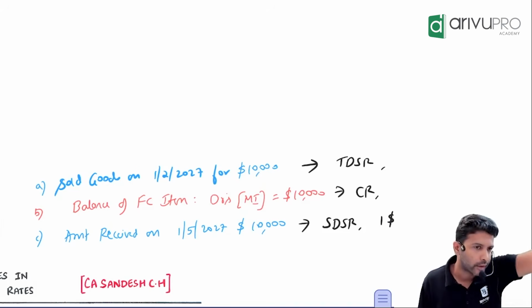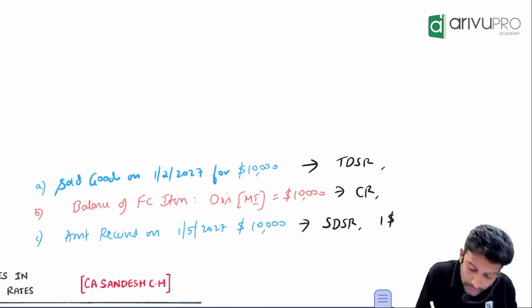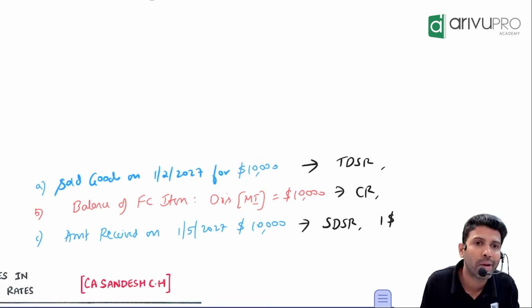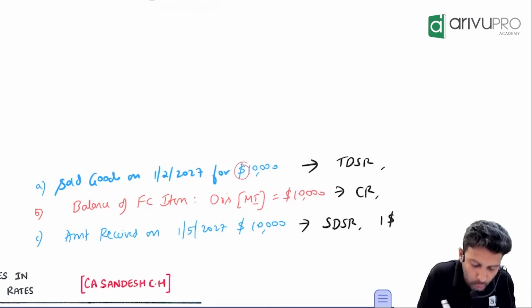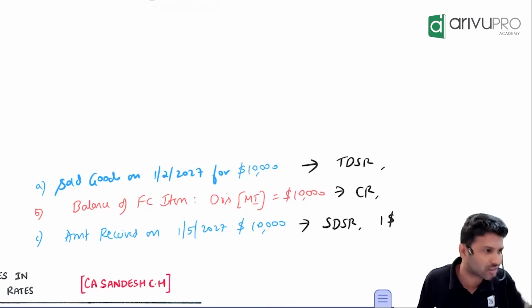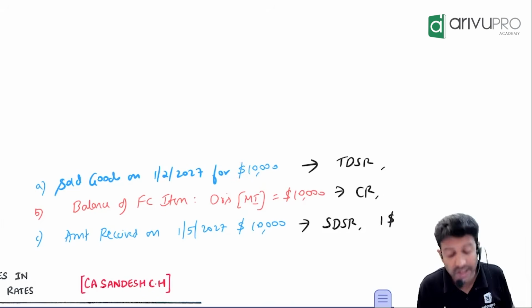Debtors to sale. Can you write 10,000 in the amount column? No, this is not 10,000 Indian rupees. This is $10,000. Correct? When did this transaction happen?